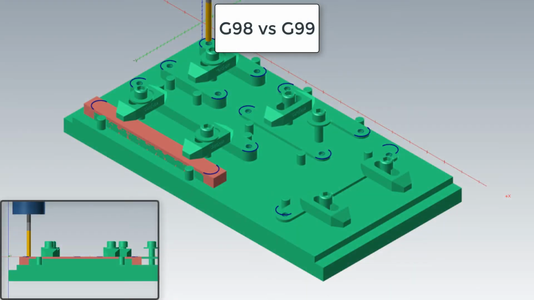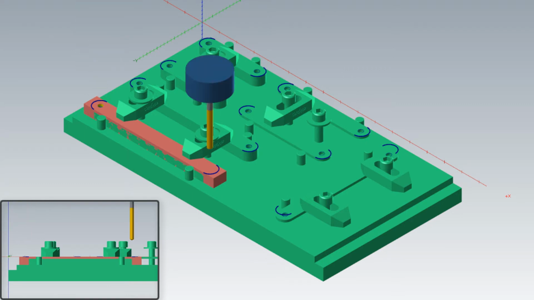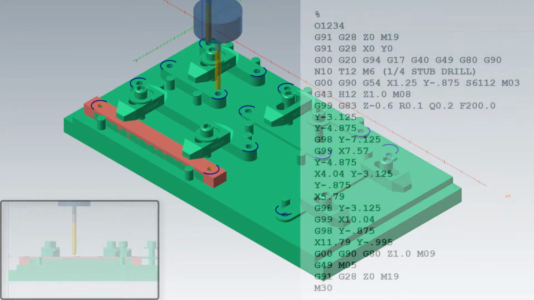When coding a canned cycle, the first code on the line is typically a G99 or a G98. It's critical that the difference between these two commands is clearly understood. If neither is programmed, the machine will use G98 by default because it is the safest.